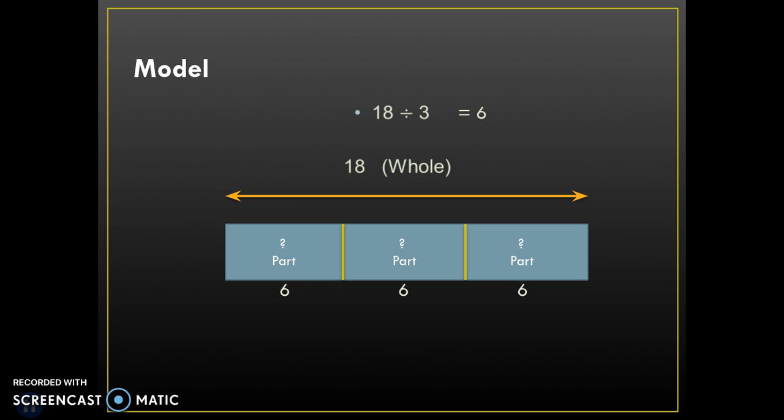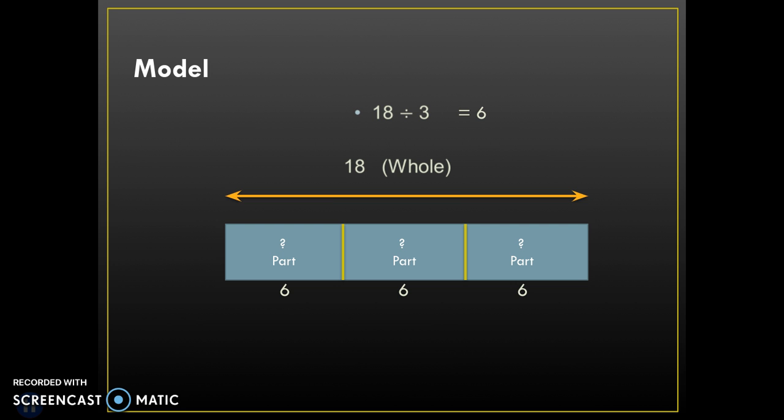Now, when we multiply, what happens to our number? Yes, it gets larger. So what do you think is going to happen with division? Now remember, we're starting with a whole and we're breaking it into parts. So when we break it into parts, our number becomes smaller.